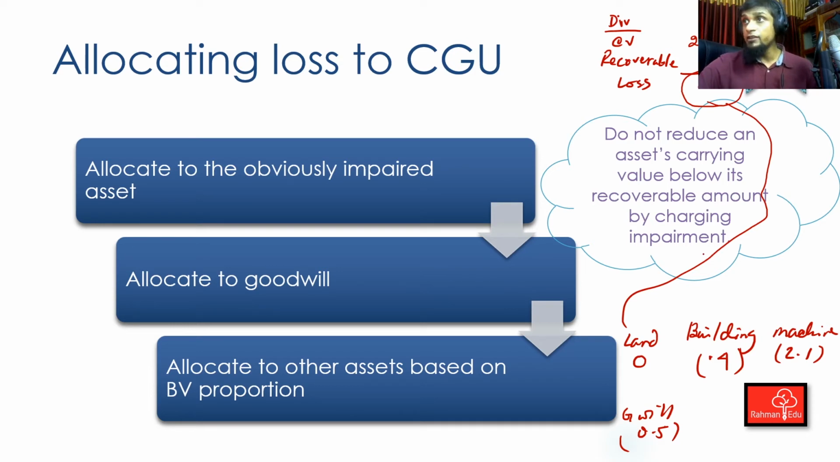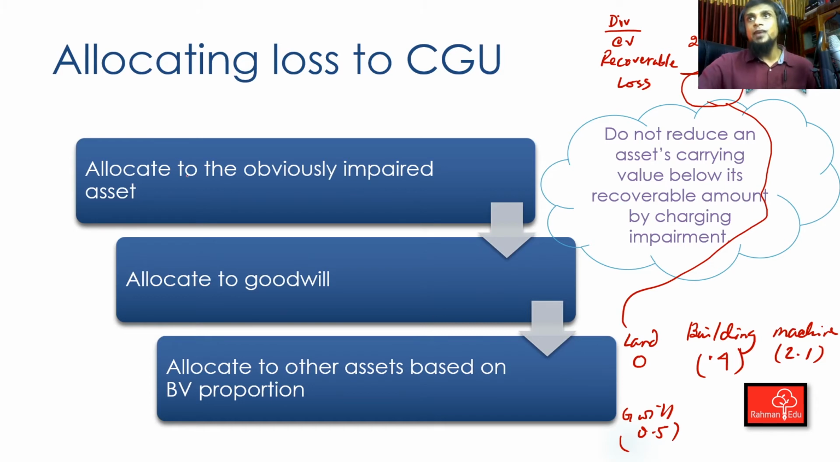Remember, the carrying value of an asset cannot be reduced below its recoverable amount by charging impairment loss. The example of land. Recoverable amount is higher than the carrying value. The carrying value of that land was $10 million, recoverable 20. No impairment loss can be charged in that.